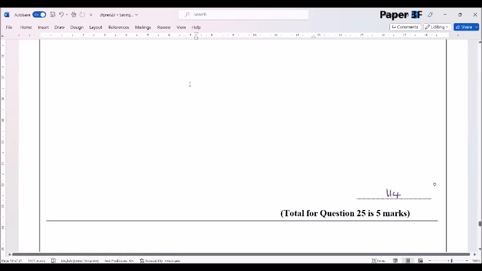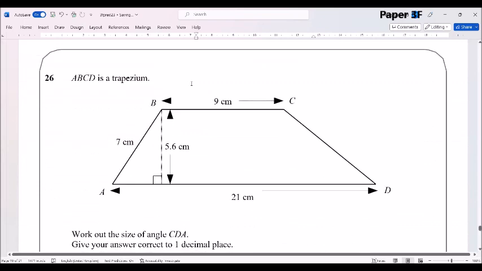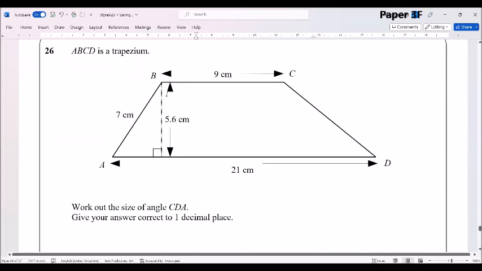Okay, next question. ABCD is a trapezium. It says work out the size of angle CDA. So CDA is this angle just down in the corner here. Now, let's see what we can work out. We obviously need to know a few things.